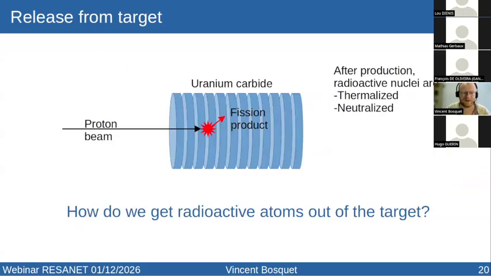Okay, and now for the second process of the ISOL method, the release from target. So for this example, I've taken a target made of uranium carbide with a proton beam. The proton beam induces fission inside of the target. The fission products will be emitted from the uranium, and these fission products will be thermalized and neutralized inside of the target material. And the question is, how do we get radioactive atoms out of the target?